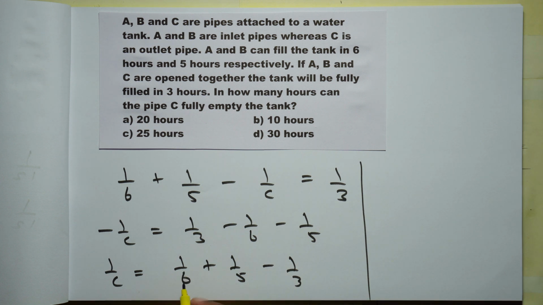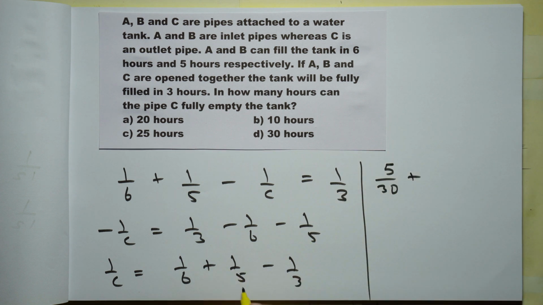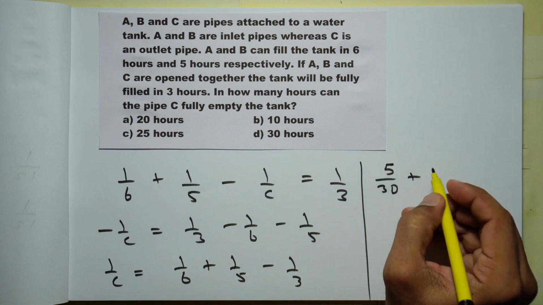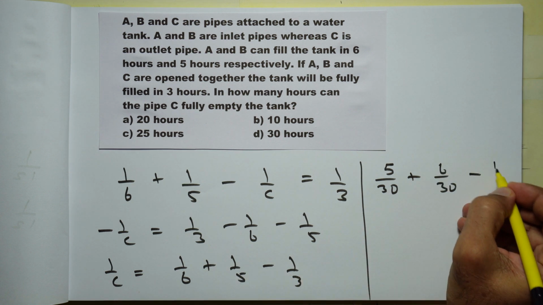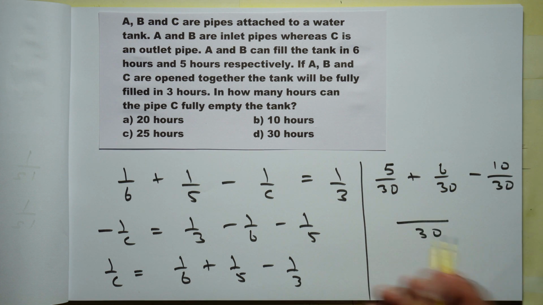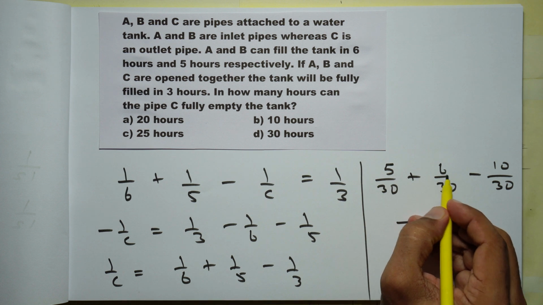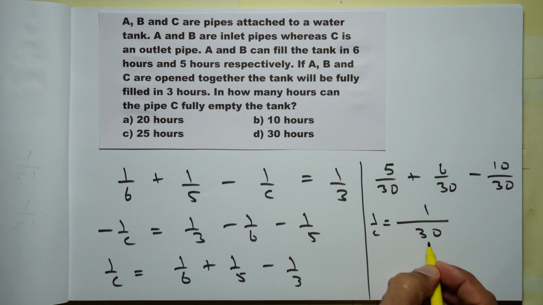Now here I'll multiply by 5. So that will be 5/30 plus 1/5. I'll multiply by 6. So that will be 6/30. Here I'll multiply by 10. So 10/30. So denominator same 30. So 5 plus 6, 11. 11 minus 10 is 1. So 1/C is equal to 1/30, or C is equal to 30.